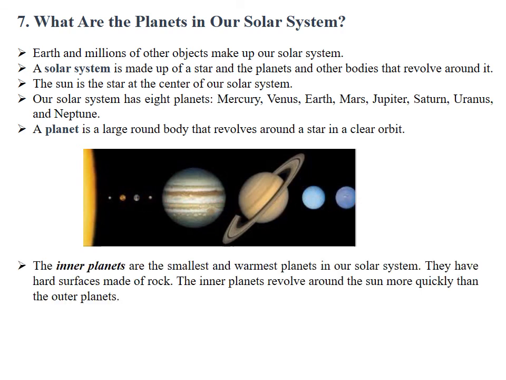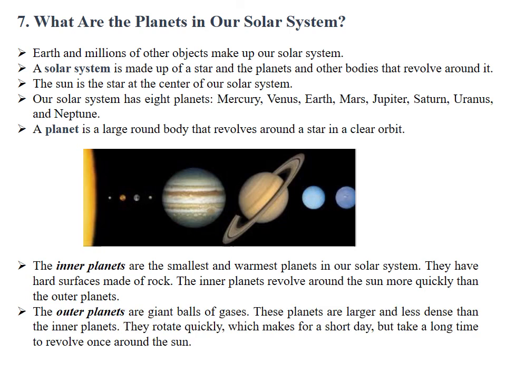Now we should know that we have 2 types of planets. The inner planets are the smallest and warmest planets in our solar system. They have hard surfaces made of rock. The inner planets revolve around the Sun more quickly than the outer planets.